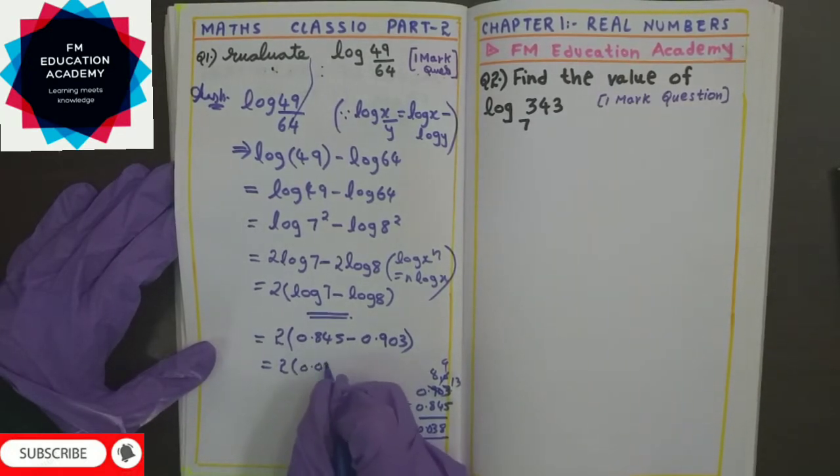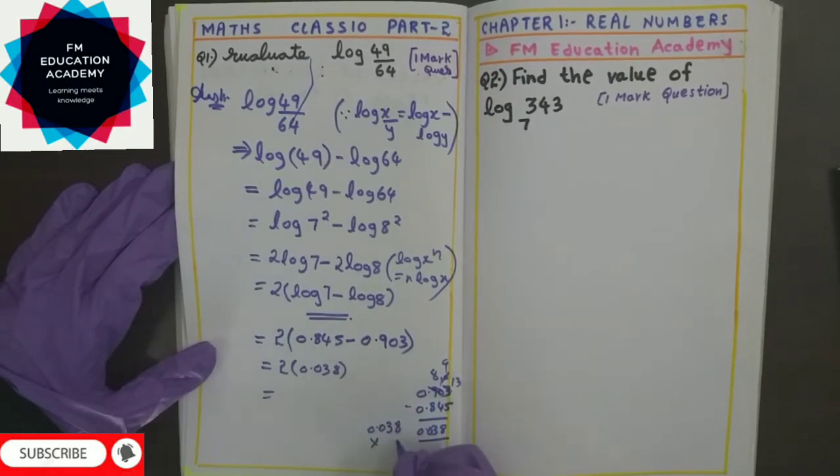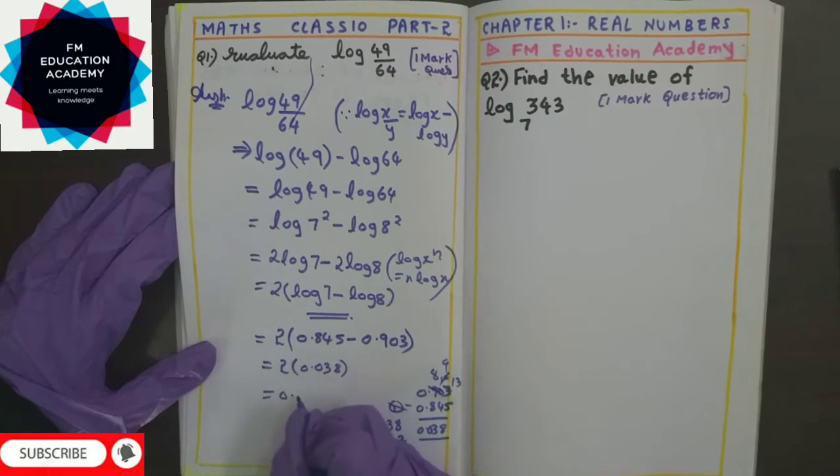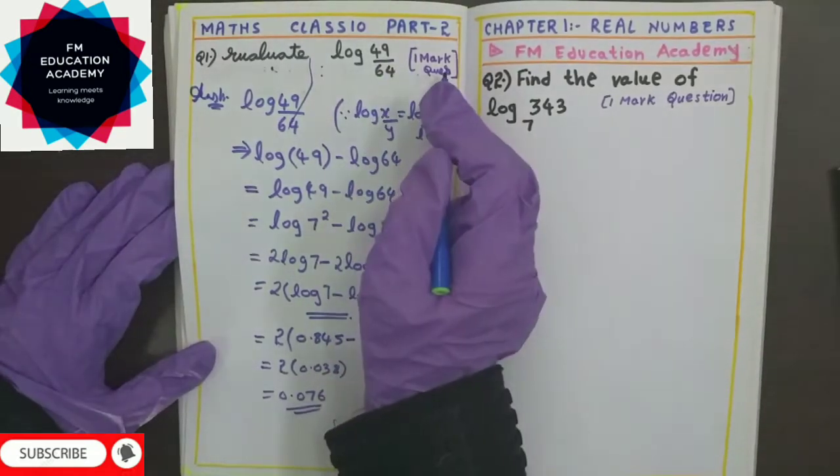Again, as we have a bracket here, we have to multiply this. 0.038 into 2 is, 2 eights are 16, 2 threes are 6, 6 plus 1 is 7, 2 zeros are 0, 2 zeros are 0. So I am getting 0.076. No need to find out the value if it asks in 1 mark.